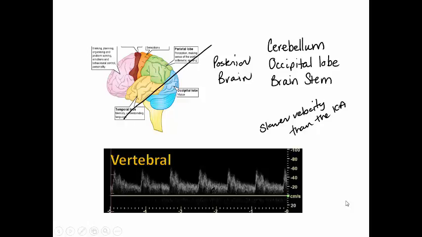The vertebral arteries actually have a slower velocity, so the red blood cells are traveling at a slower speed in comparison to the ICA. So that's how we'll be able to tell the difference between the internal carotid artery and vertebral artery waveforms once we move further into this course. So hopefully that helps explaining the common carotid artery, the resistance, the ICA, ECA, and visiting the vertebral arteries.